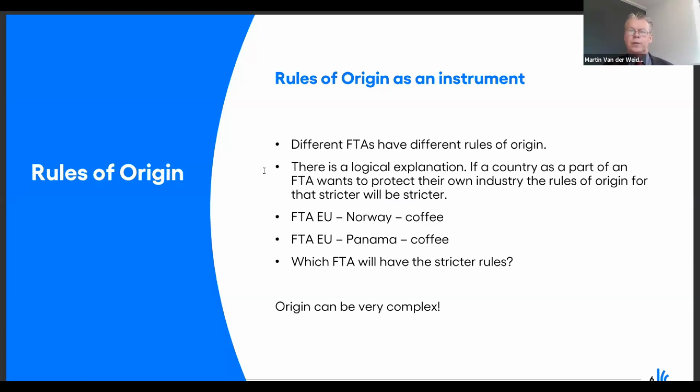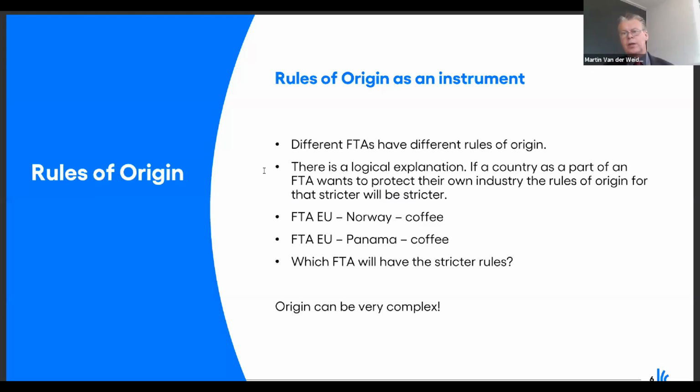In a free trade agreement between the European Union and Panama, it might be a different situation, because Panama might say, yeah, all right, I want to be friends with the European Union, and I want to lower the import duties on coffee. But in Panama, I have my own coffee industry as well. So to avoid that all kinds of coffee come from the European Union into Panama for lower import duties, Panama might say, yeah, I want to protect my own companies. I want to protect my own coffee industry. I want to have a bit more strict rules of origin to make it more complex for exporters to export coffee to Panama. It's still possible, but it's a bit more strict.